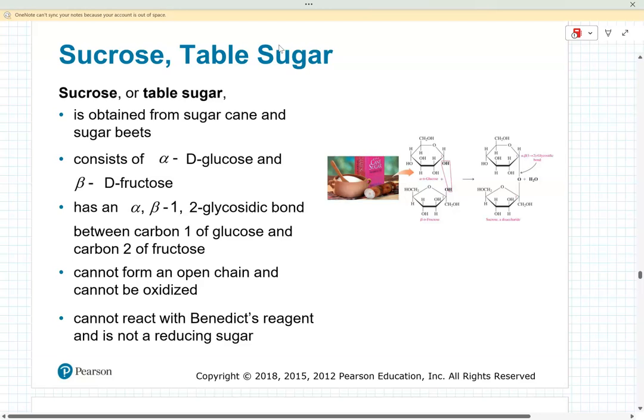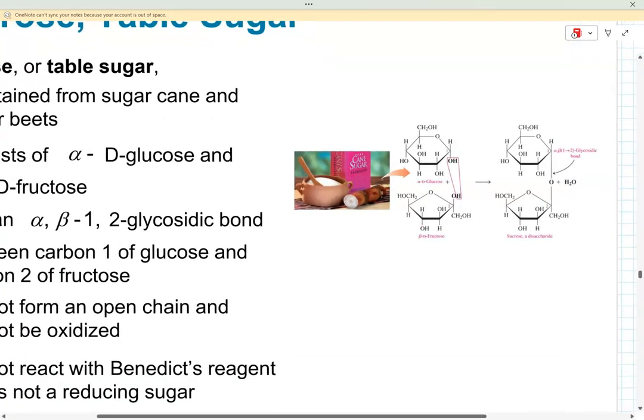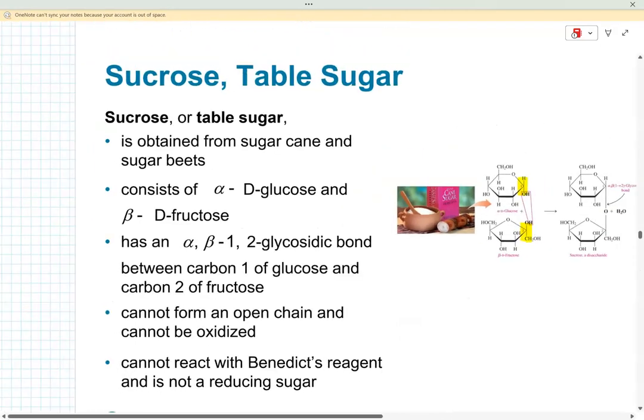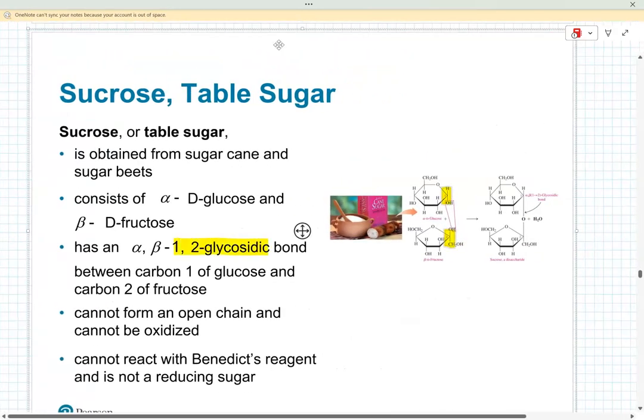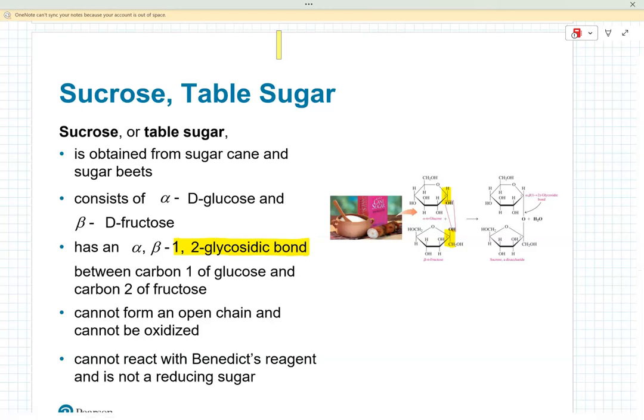Sucrose. Now, when you look at this, the connection is established between the first and the second carbon, right? So we have a 1,2 glycosidic bond. Am I making sense? Okay?